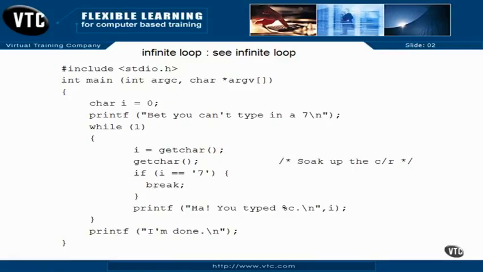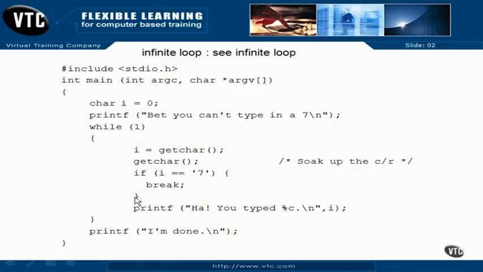Control C will also work if you get a loop that runs amok on you and you forgot maybe to put the break in. You can send a Control C character in through the keyboard and stop the thing. So here we're going to say while 1, I is equal to our get character. Here's our carriage return. Soak up the carriage return, get rid of it. Now we do a little test. If I is equal to the character 7, break.